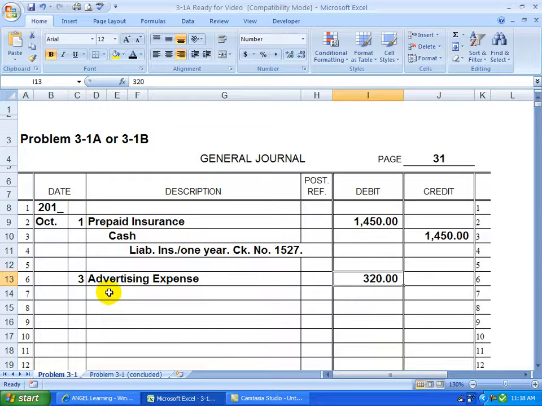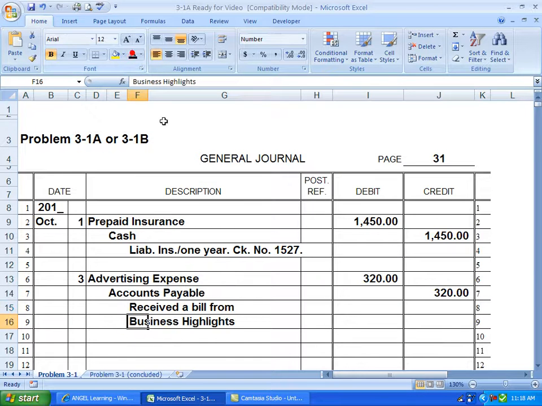Then we come down and indent for the credit, and that's going to be for accounts payable because we're not paying it yet, for the same amount. And last, we need to write an explanation. So this is received a bill from Business Highlights. So we would need that whole transaction there: the debit first to advertising expense, the credit to accounts payable, and then last the explanation. Okay, going on to the next one.